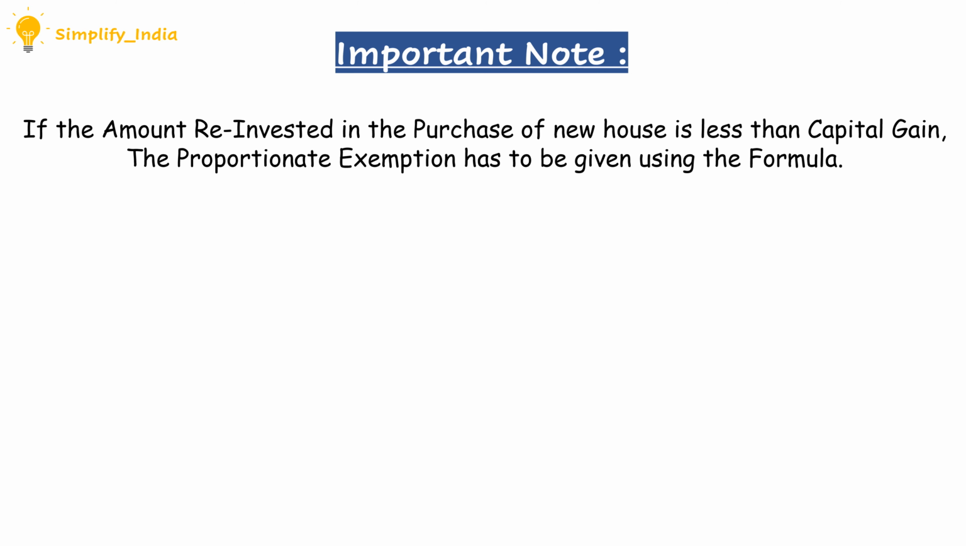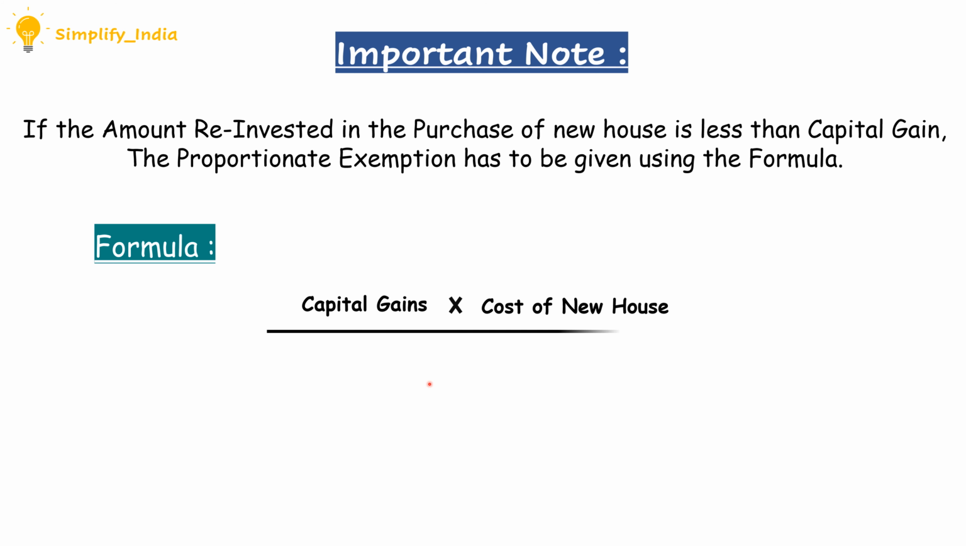If the amount reinvested in the purchase of a new house is less than the capital gain, then the proportionate exemption has to be given by using the formula. The formula is capital gains into cost of new house divided by net sales consideration minus selling expenses.